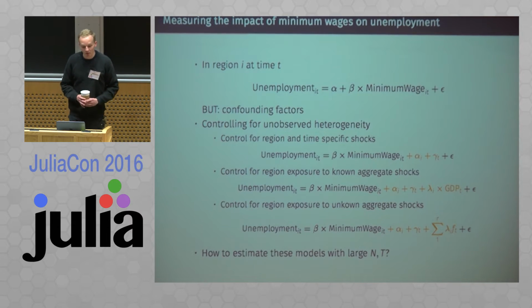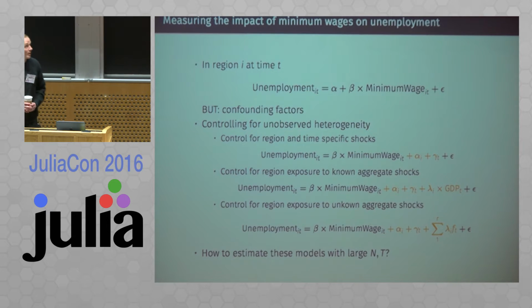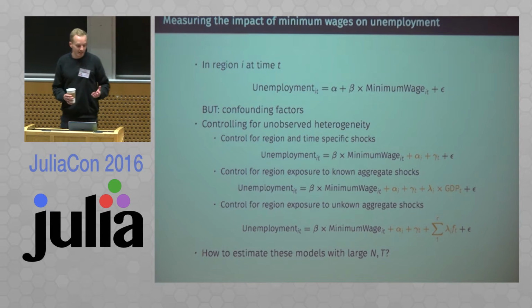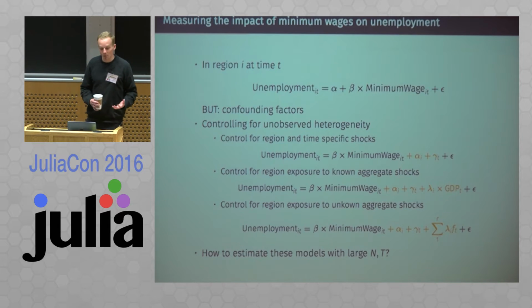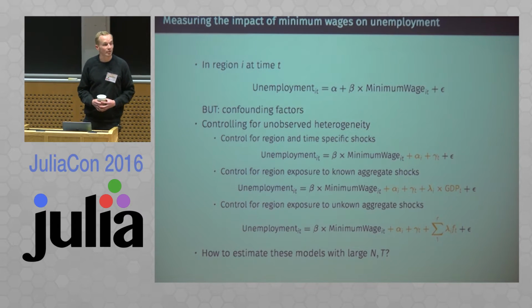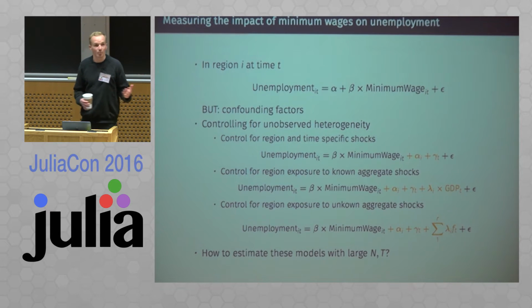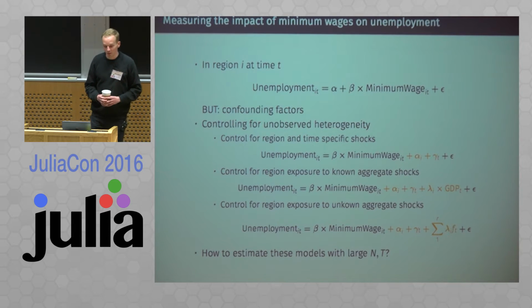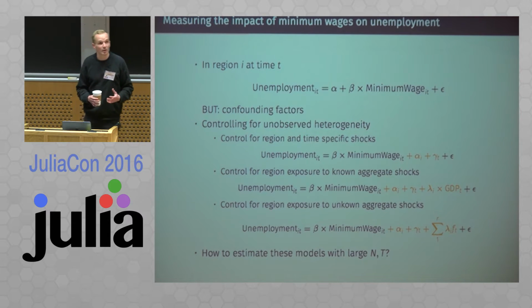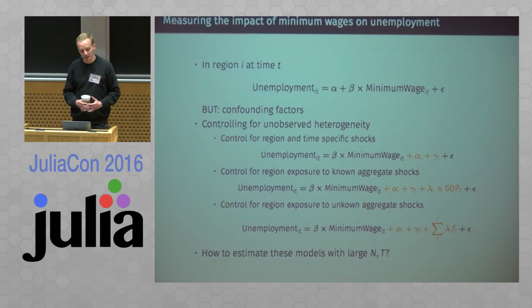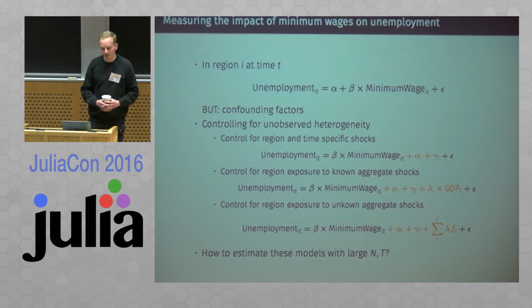All right, so I'll talk a little bit about the kind of model I'm going to estimate today. The basic idea is, for instance, to measure the impact of minimum wage on unemployment. You have data on regions at different times. You have a minimum wage, you have unemployment, and you want to see the impact of one on the other. So you might want to start with an OLS. But the thing with this OLS is you have confounding factors, right? Maybe some regions are poorer, have higher unemployment and a higher minimum wage to begin with. And so beta is not measuring the causal impact of minimum wage on unemployment.